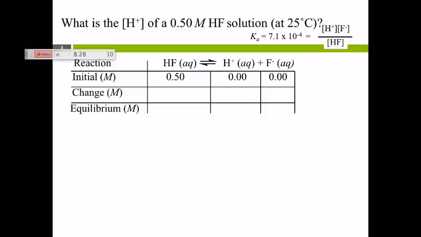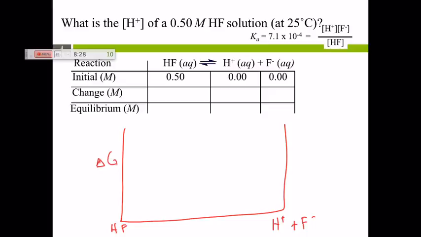If we're going to draw a Gibbs free energy diagram for this reaction, here's all HF, here's H plus and F minus. Where is our minimum? Pretty far over this way, right? But then the question really is not what we're going to have at equilibrium, but where are we currently compared to equilibrium? So where in this graph are we now? Pat? We have no products at all.